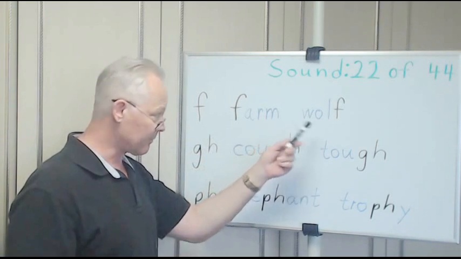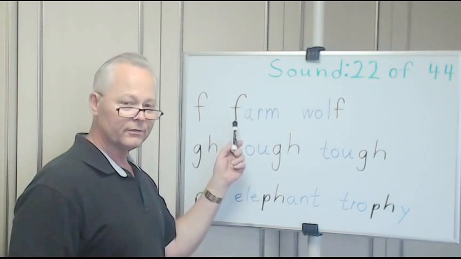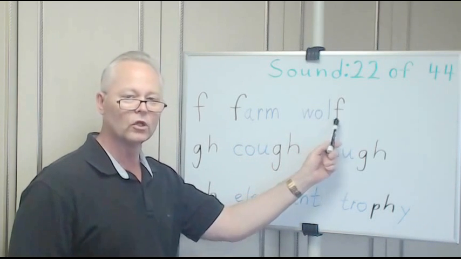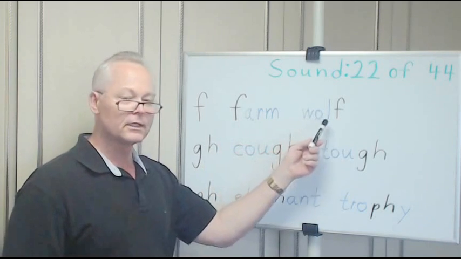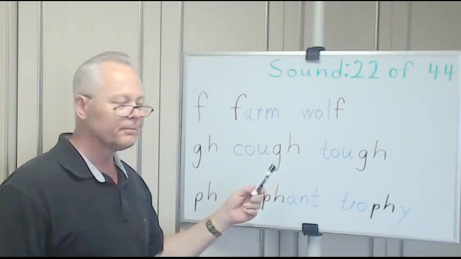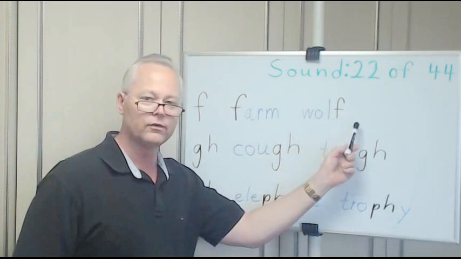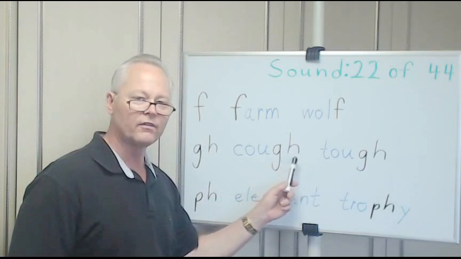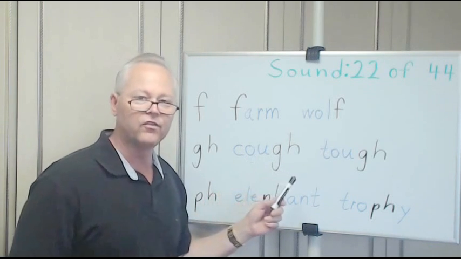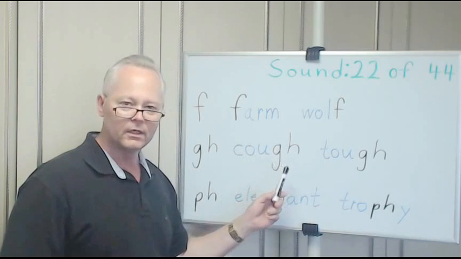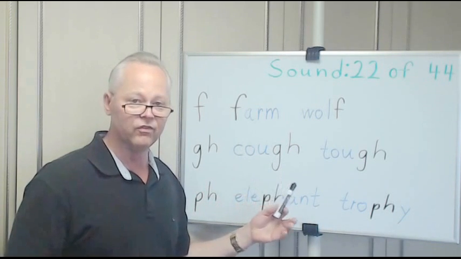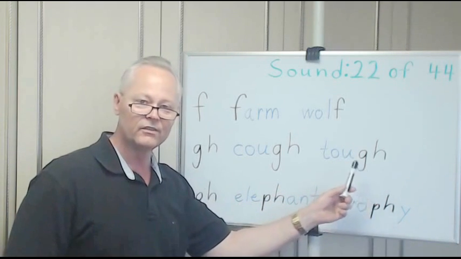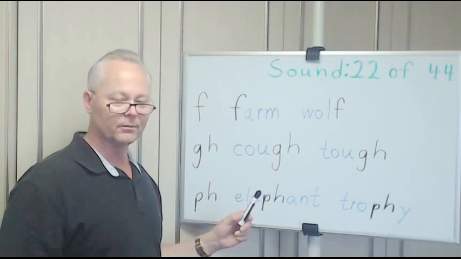For F, the example words: farm. Wolf. Now, sometimes the sound's a little stronger, sometimes it's a little weaker. Farm, wolf, but it's that F sound. Cough. Now, you don't want a heavy cough. It's not like that. So the F sound is not going to be a big F thing. It's soft. Tough. I'm trying to exaggerate it a little bit so you can hear it.